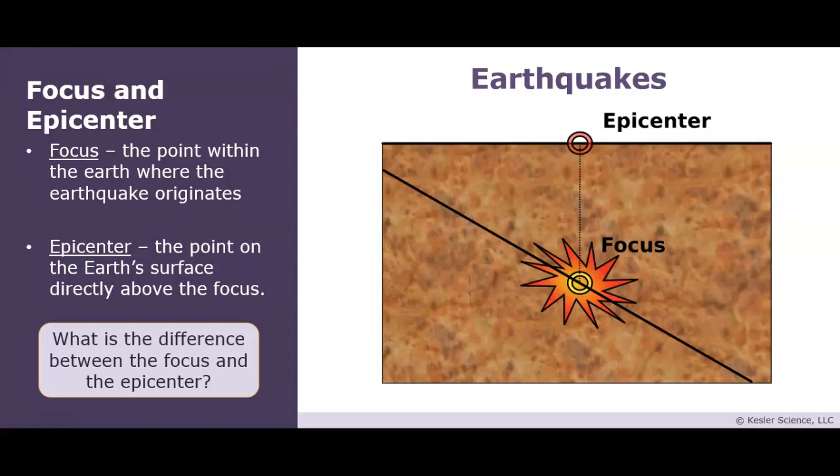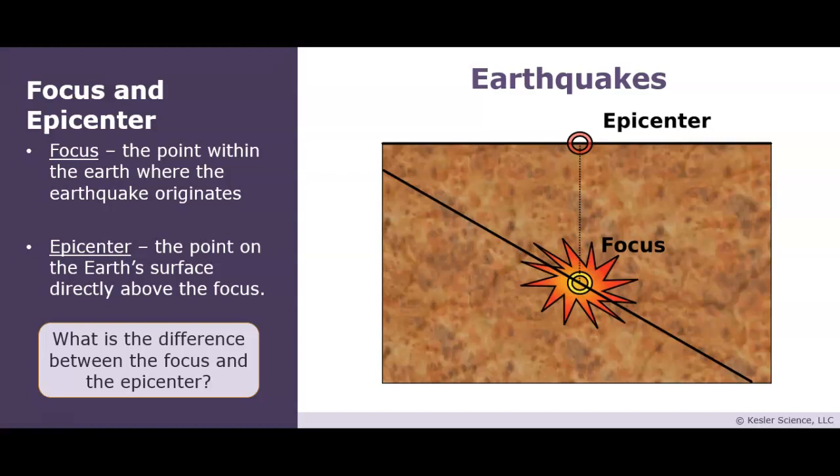And you'll remember when we watched the video about the 15 years' worth of earthquakes, the colors of the circles changed depending on how deep that earthquake happened, where its focus was located down in the crust. The epicenter is the point up on the surface where we walk around. It's the point on the surface that is directly above the focus.